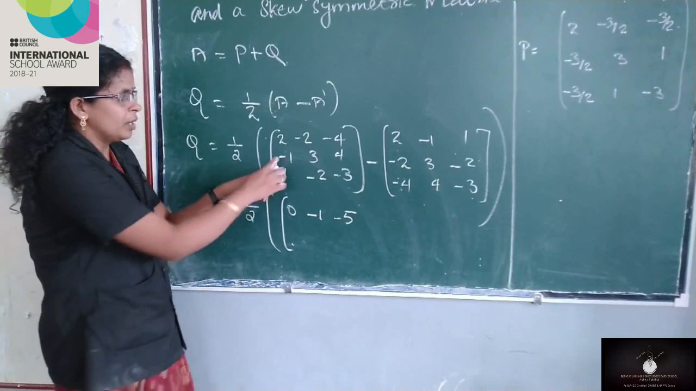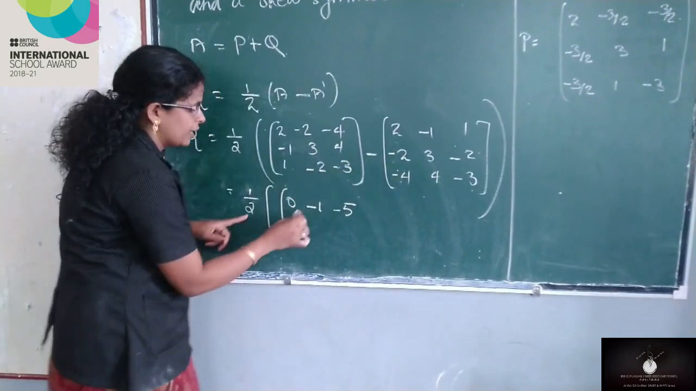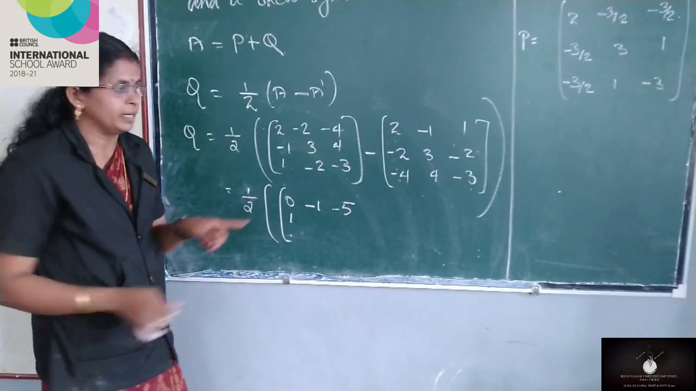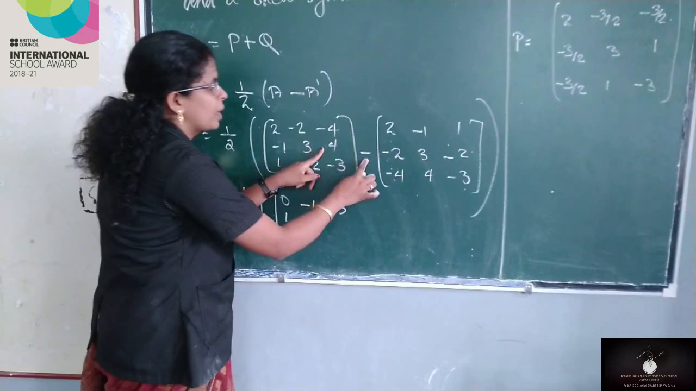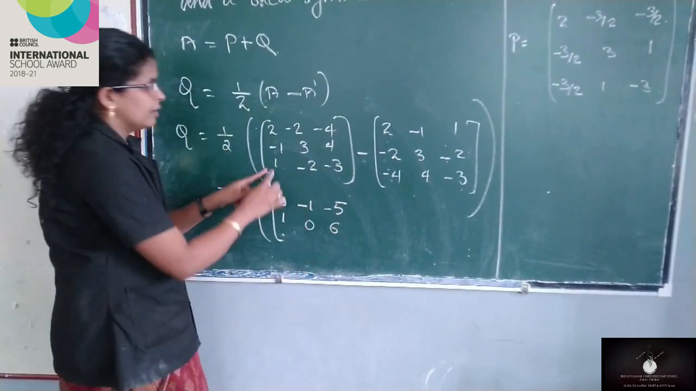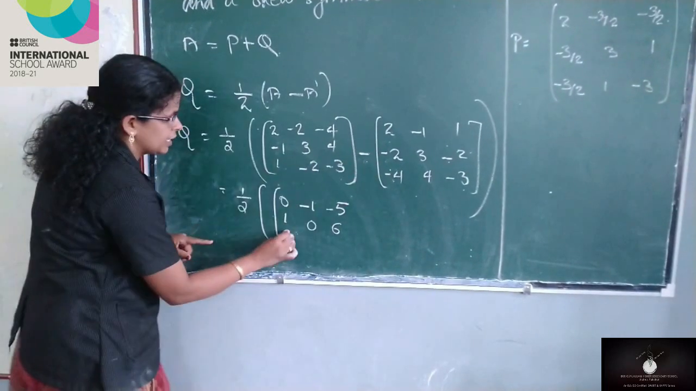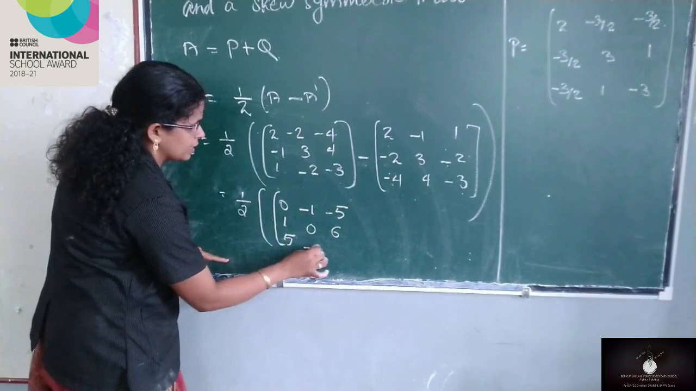Okay. In second row, minus 1 minus minus 2, that means minus 1 plus 2. Minus 1 plus 2 is what? That is 1. 3 minus 3, that is 0. 4 minus minus 2, that means 4 plus 2. 4 plus 2 is what? 6. 1 minus minus 4, that is 5. Minus 2 minus 4, that means minus 6.